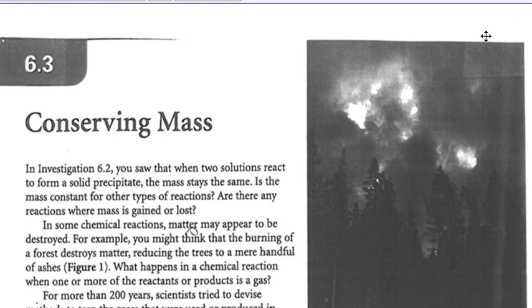Welcome back, Science 10. The next booklet here is Conserving Mass. You should have done the Conserving Mass lab, and now you'll look at this sheet here.